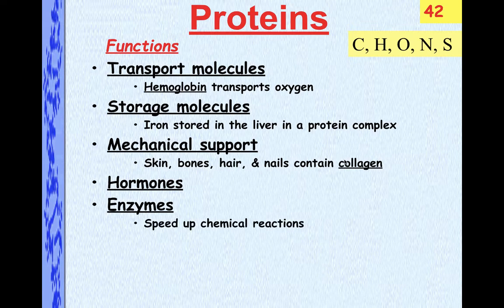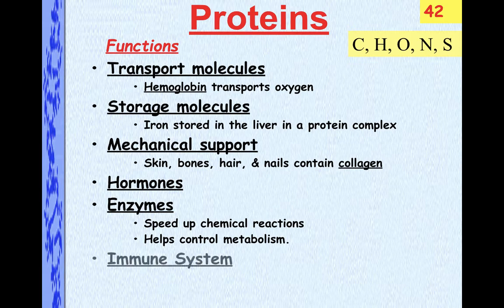Enzymes. Enzymes, we've looked at one in class. We looked at amylase, the one that was found in your saliva, in your spit. And they are biological catalysts found in your body, and they help speed up chemical reactions. And they help control metabolism. They're also involved in your immune system with antibodies. So the functions of proteins are very varied. They do a lot of work in the body for you.